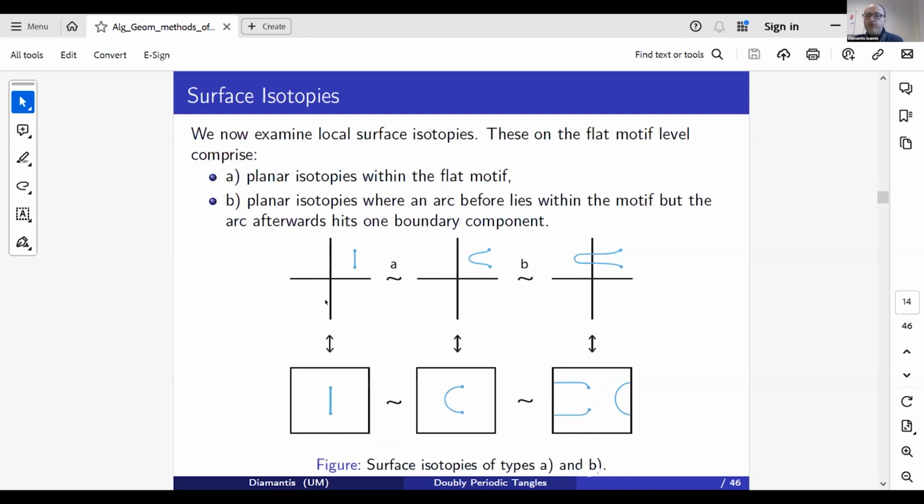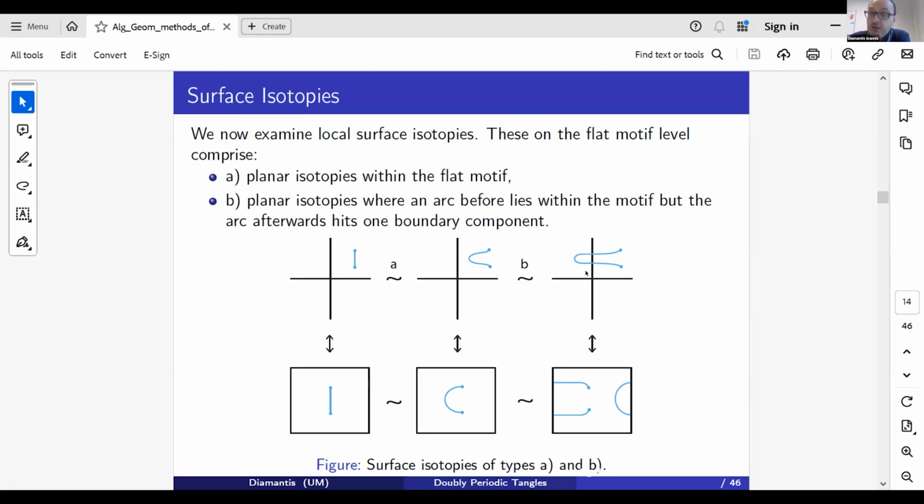Okay, what happens to surface isotopies now? What are surface isotopies here? Surface isotopies are kind of straightforward. We need to remember that there are 4 types, or 5 actually, but all of them have the same philosophy. Just think of a strand which lies in the interior of your motif. Then you allow some moves, for example the planar delta move, and the resulting arc remains inside the motif. Or you can have something else.